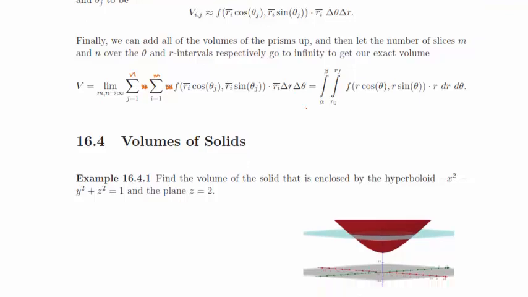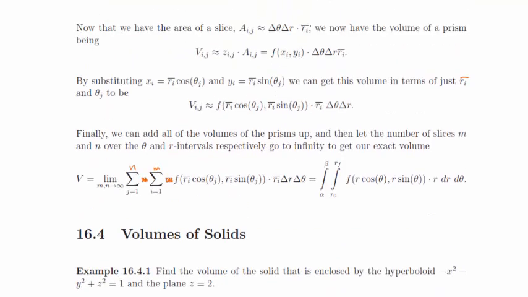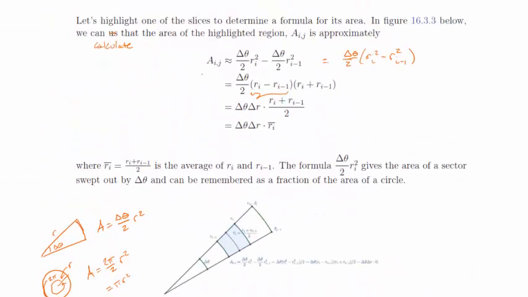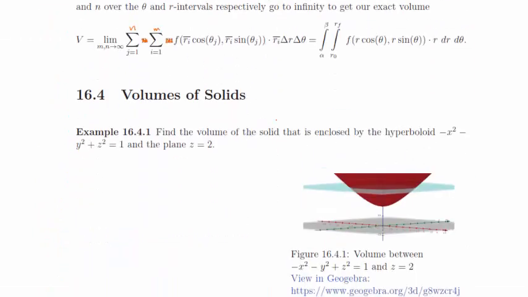And this is the definition of our double integral, which is the integral from alpha to beta of the integral from r naught to r final of f of r cosine of theta, comma, r sine of theta, close parentheses, times r dr d theta. And so we see that that extra r came from the area of the slice needing to be multiplied by the radius up in our previous formula. Where did that go? Right here. It came from when we calculated this a sub i comma j, that we got this average r sub i bar in that calculation.